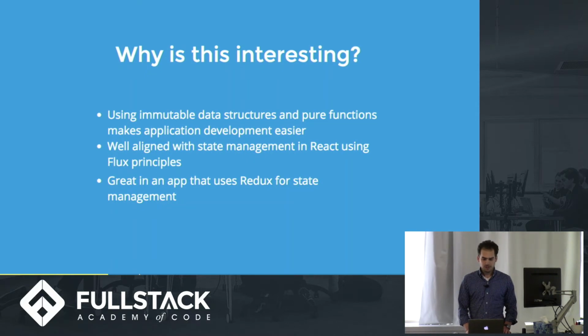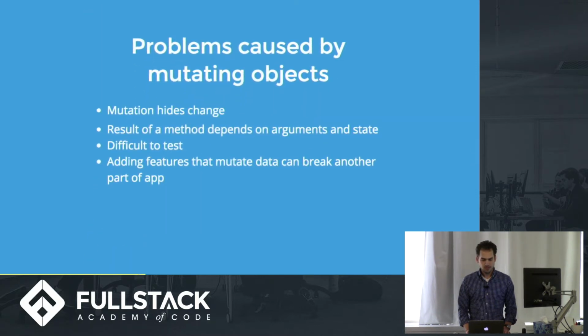Well, using immutable data structures and pure functions can make application development a lot easier. You can reason about your code a lot simpler. And this is well aligned with state management practices in React using flux principles. And actually very well aligned with Redux, which requires persistent state trees in the reducer, which Immutable.js is a perfect use case for. So again, why is this interesting?